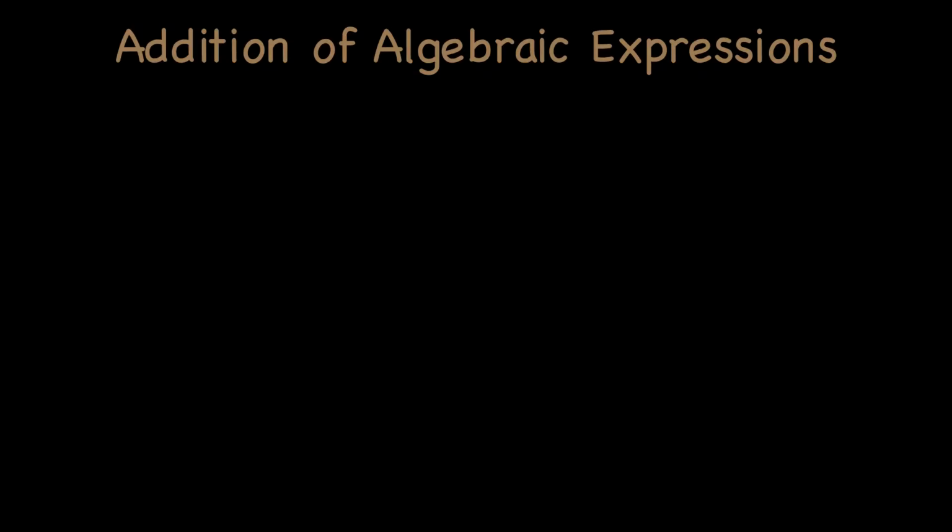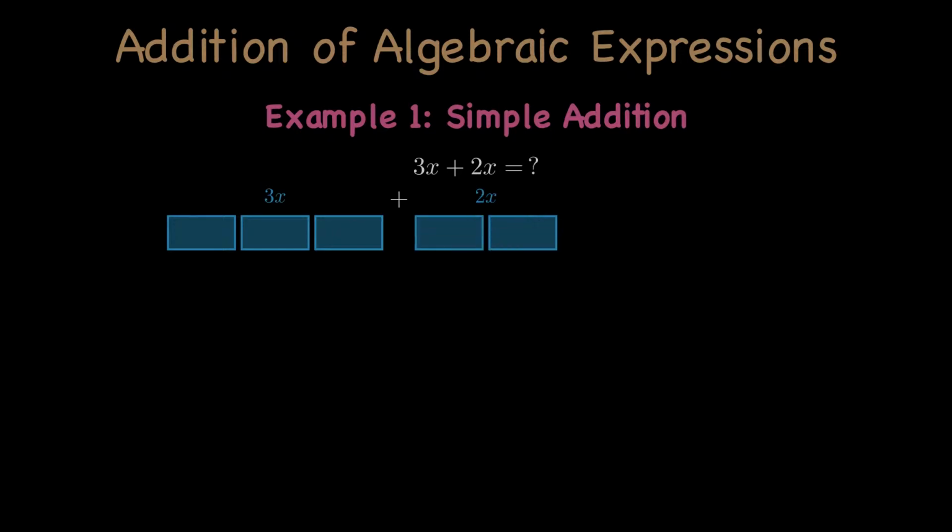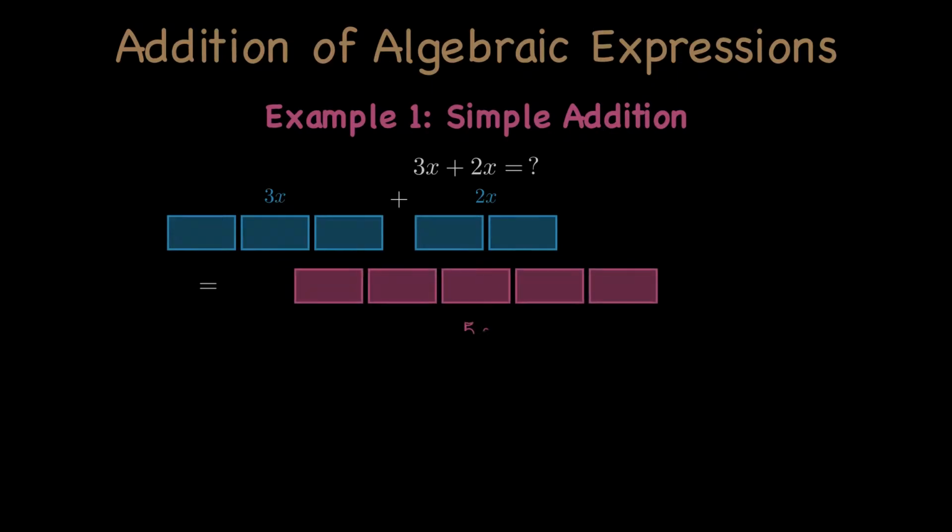Now let's learn how to add algebraic expressions. We'll use algebra tiles to help visualize. Just like in primary school, this makes it much easier to understand. Example 1. What is 3x plus 2x? Let's use algebra tiles to see this. Here we have 3 tiles representing 3x and 2 tiles representing 2x. When we add them together, how many tiles do we have in total? We have 5 tiles in total, so 3x plus 2x equals 5x. It's just like adding 3 plus 2 equals 5, but with x's. Here's a helpful way to think about it. 3x plus 2x is just like 3 plus 2, but we keep the x.